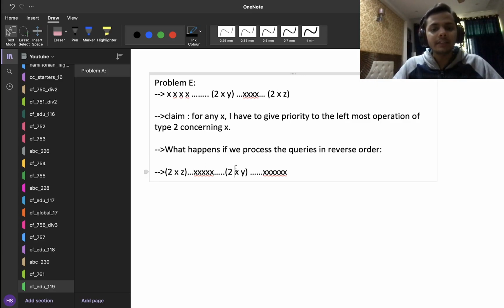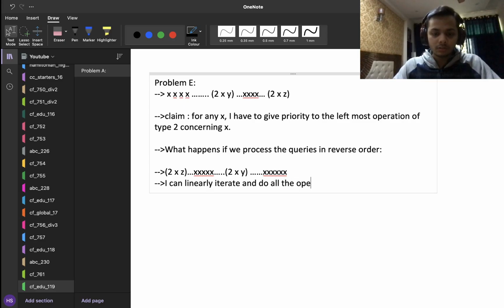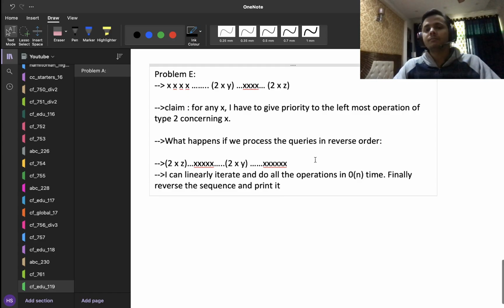And now I hit this second query, and I know that any x has to be replaced with y. So I will just go to the right. If I find any x, I will replace it with the y. So this becomes very, very convenient and simple. So now I can just linearly iterate and do all the operations in O of n time. Finally, reverse the sequence and print it. Right? This is basically it.